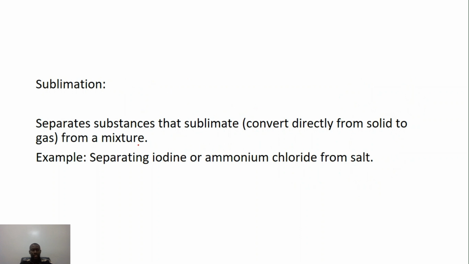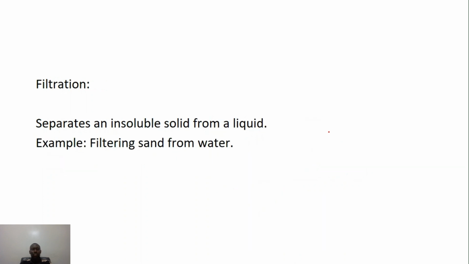Sublimation is a process by which solid is converted directly into gas, like I've said earlier, and this is a separation technique that is used in solids that exhibit this property, like ammonium chloride. When it is mixed with sand and you heat it, the ammonium chloride will sublime, and when it sublimes, you can get it back. Okay, this is sublimation method.